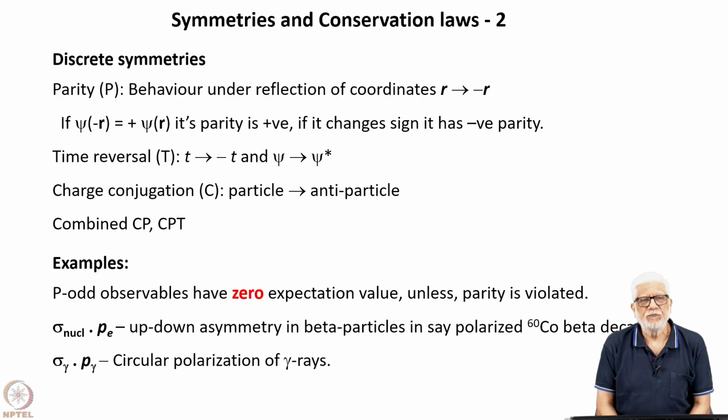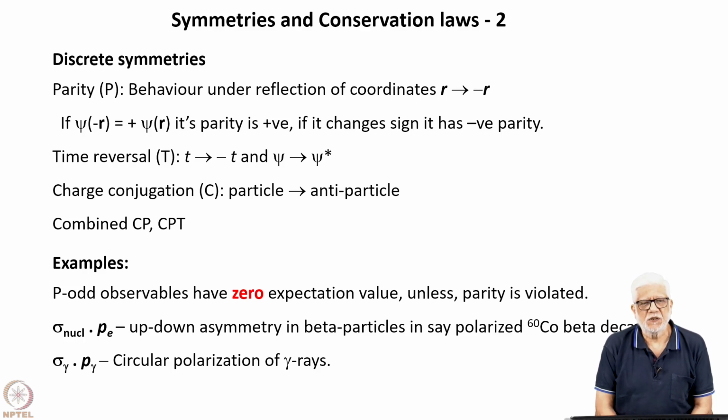So, if you make r go to minus r, then psi of minus r can be either plus psi of r, in which case we call the parity of that wave function positive, or if it changes sign, then we call its parity negative. When you do this transformation t to minus t in quantum mechanics, you also have to make psi its complex conjugate partner. Then the same Schrodinger equation holds.